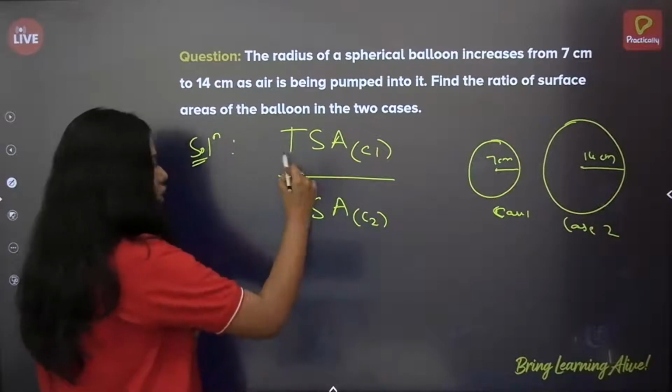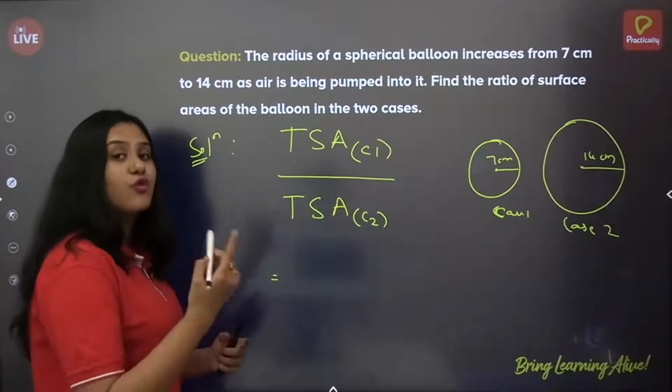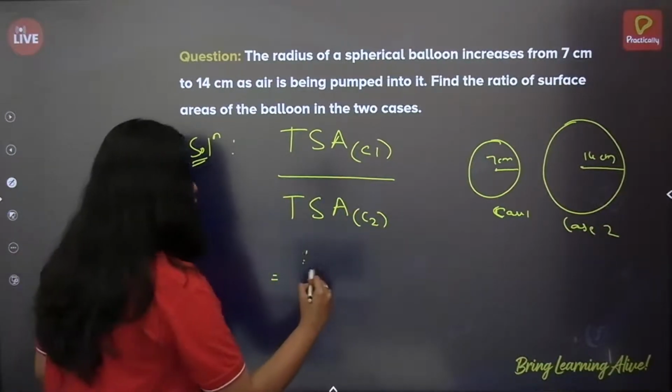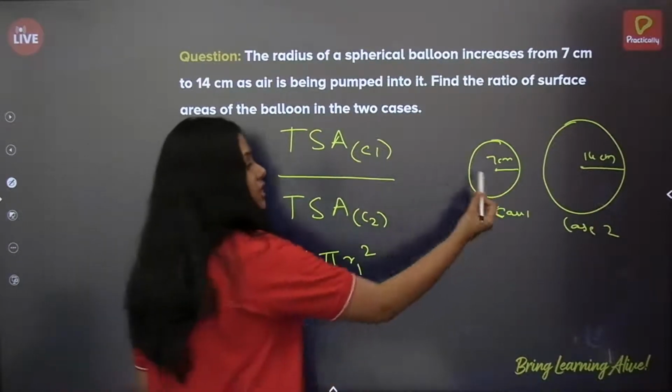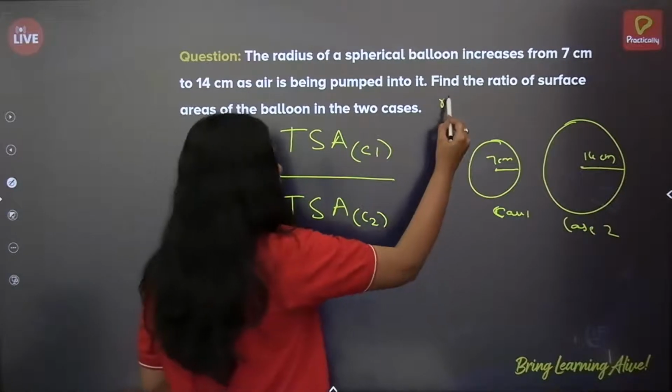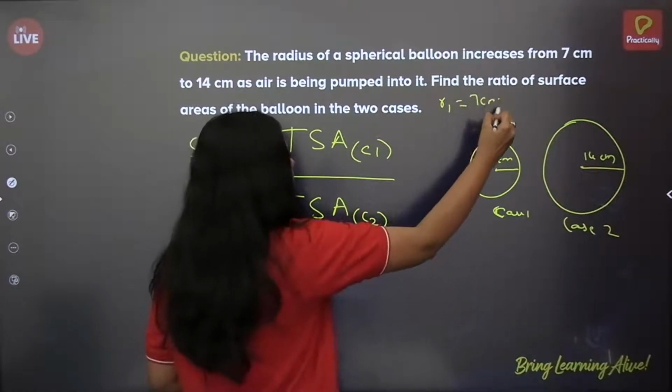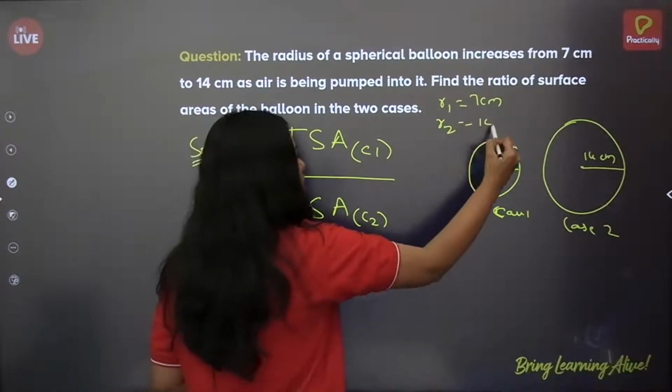Let us do it. What is the TSA of sphere? 4 pi r square. So, 4 pi r1 square. What is r1? 7 centimeters. Correct? So, let me mention here. r1 is 7 centimeters. r2 is 14 centimeters.